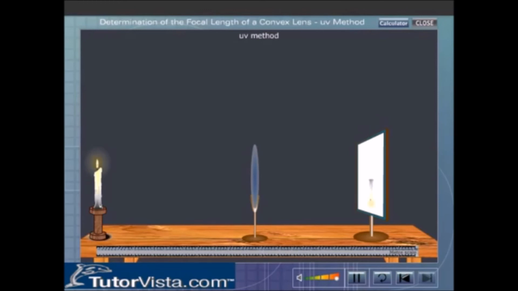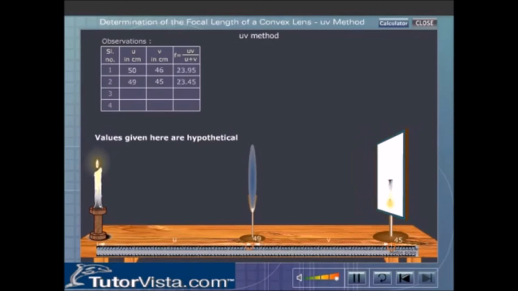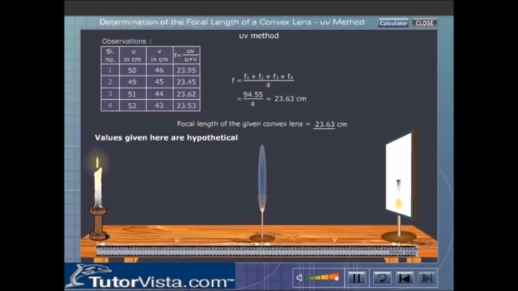Measure and record the distance between the lens and the object, and also the distance between the screen and the lens. Repeat the experiment by changing the position of the lens and then the screen until a sharp, well-defined image of the candle is formed on the screen. The focal length is determined by using the lens formula. The average of the focal length is calculated.